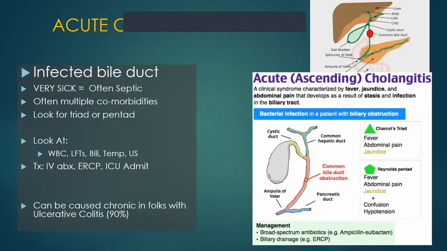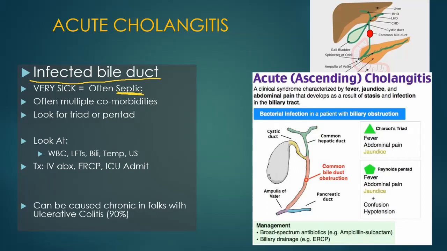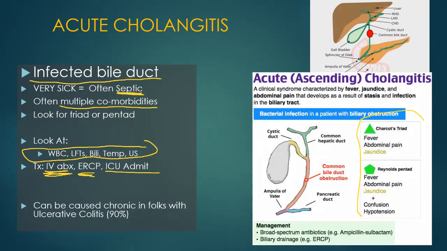So acute cholangitis is an infected bile duct. Okay, so we're thinking about septic patients, maybe even shocky patients. These are patients with multiple comorbidities. Okay, we have lots of elevated labs, and we're going to require both IV antibiotics and an ERCP, as well as an ICU admission. And there are several different triads I want you to notice on this side over here.